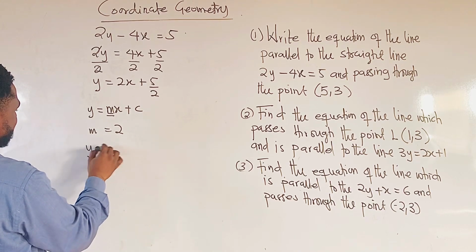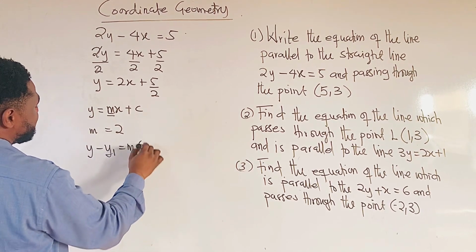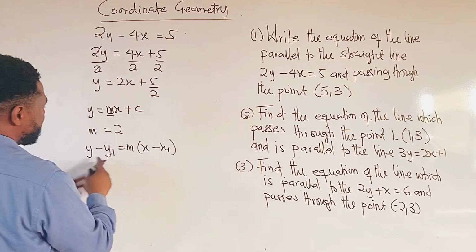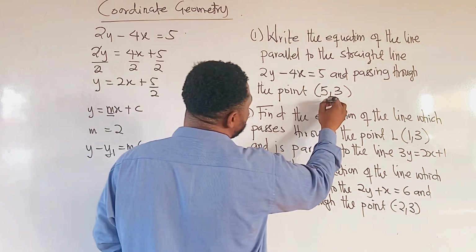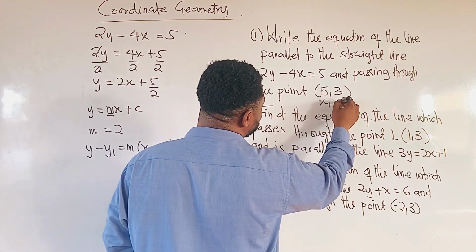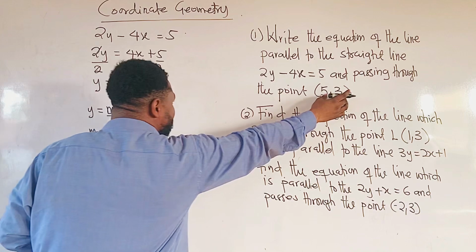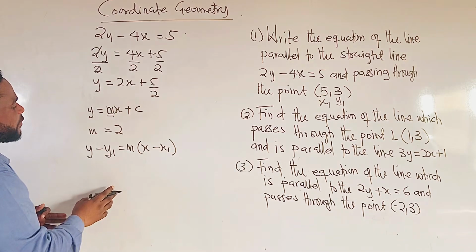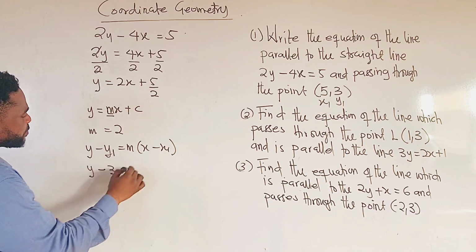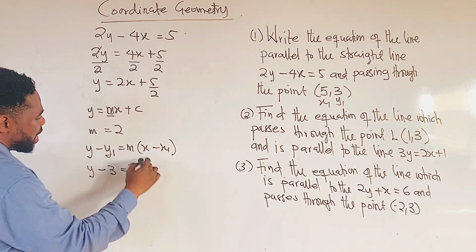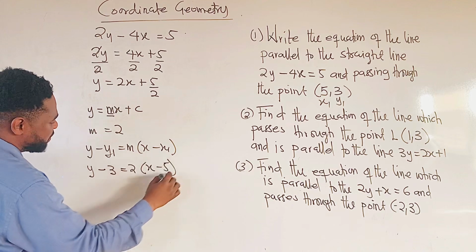Now with the general equation of a line, y minus y1 equal to m multiplying x minus x1, we are going to use this to form the equation of a line. Now, our first coordinate here, we name it x1. The second one, we name it y1. We are going to substitute this into this formula. So we have y minus y1, which will be 3. Our gradient is 2. Our x, we maintain it. x1 is going to be 5, all right?